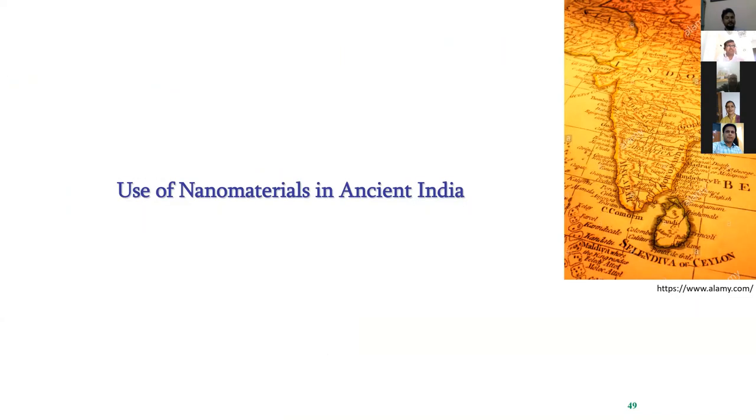So you can see there's lots of application of nanomaterials in modern India. What about nanomaterials in ancient India, right? Our culture is rich in terms of knowledge. Somehow we lost the touch, or somehow we became artificially modern and are trying to hide our own culture and our own knowledge. But let's see whether nanomaterials were used in ancient India.